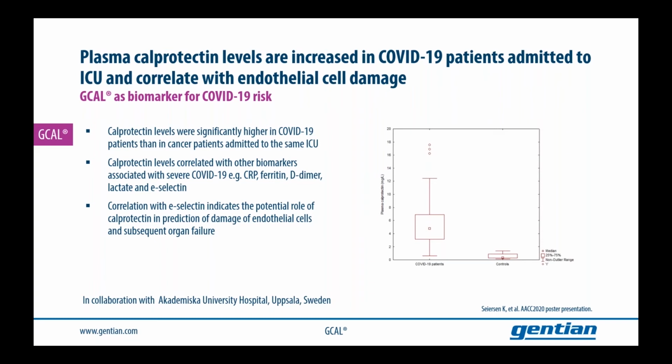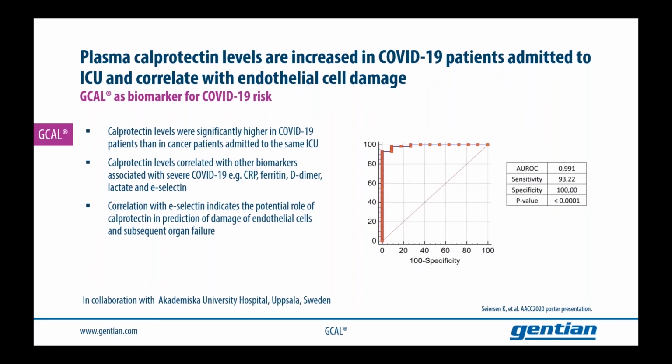Calprotectin levels in severely ill COVID-19 patients were significantly higher than in cancer patients admitted to the same intensive care unit. Calprotectin was able to distinguish between severely ill, non-COVID and COVID-19 patients with great sensitivity and specificity. Calprotectin levels correlated with other biomarkers associated with severe COVID-19, such as C-reactive protein, ferritin, D-dimer, lactate, and E-selectin. Correlation with E-selectin indicated the potential role of calprotectin in prediction of damage of endothelial cells and subsequent organ failure.